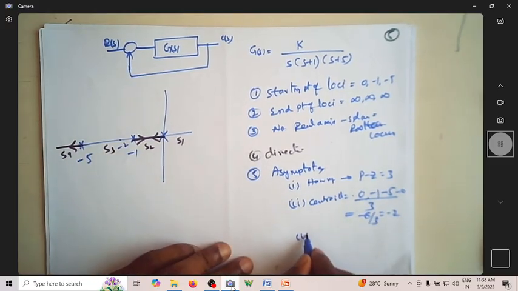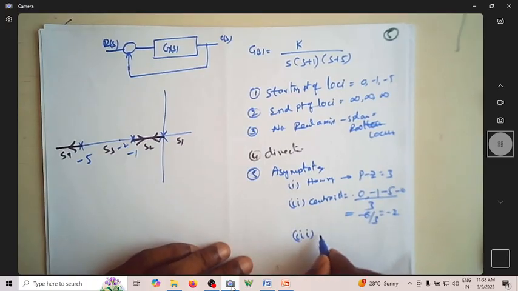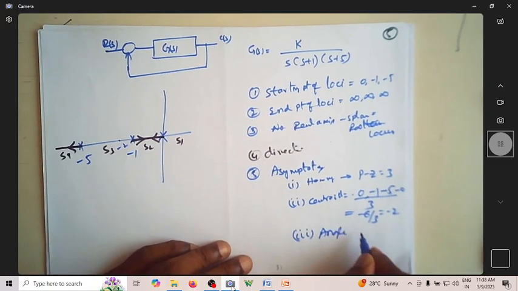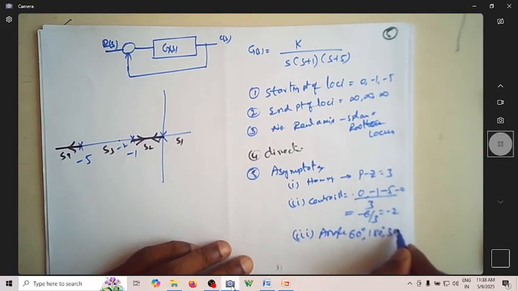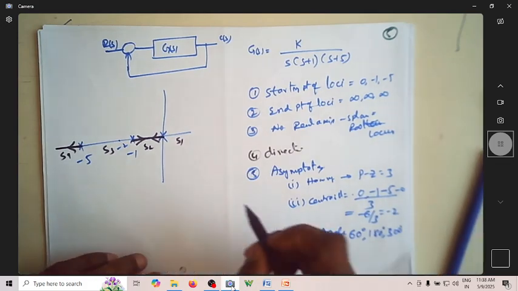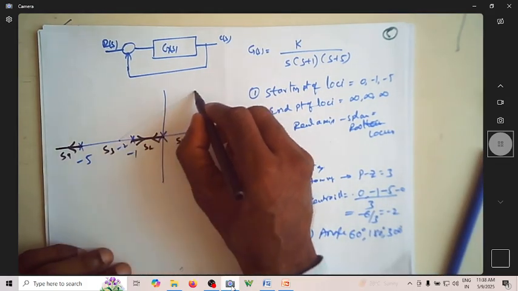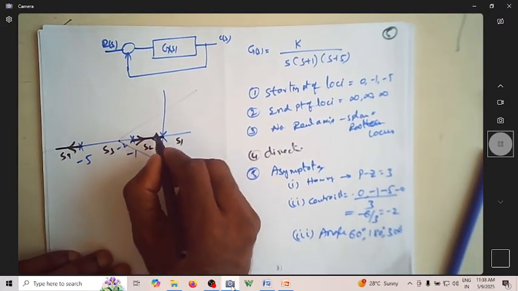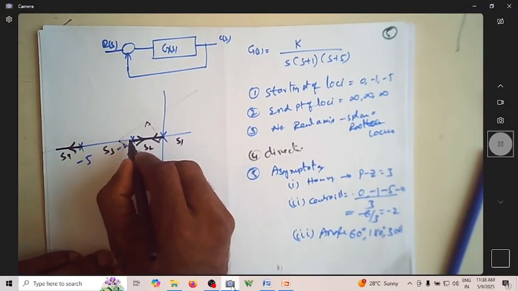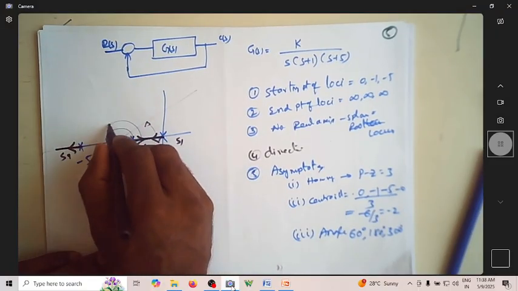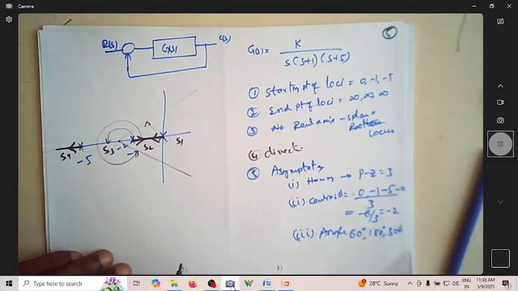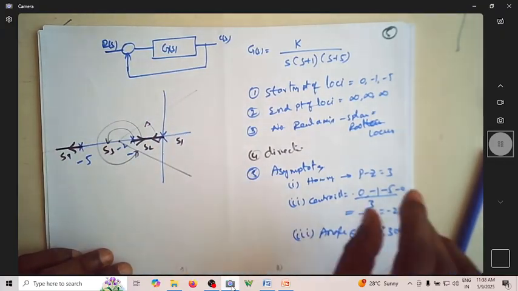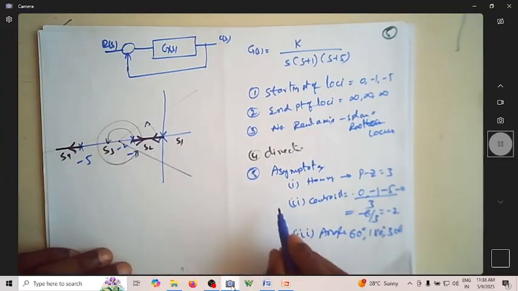The angles are 60 degrees, 180 degrees, and 300 degrees. So these are the asymptotes. This is approximately 60 degrees, this is 180, this is 300. From here to here it is 60, from here to here it is 180, and from here it is 300 degrees. So now this is done.